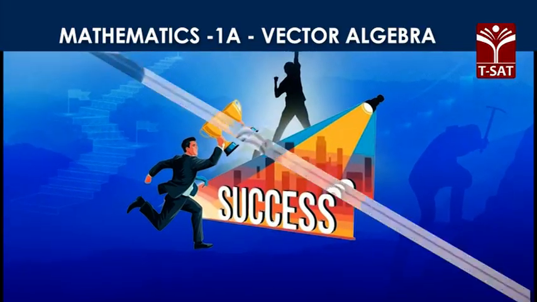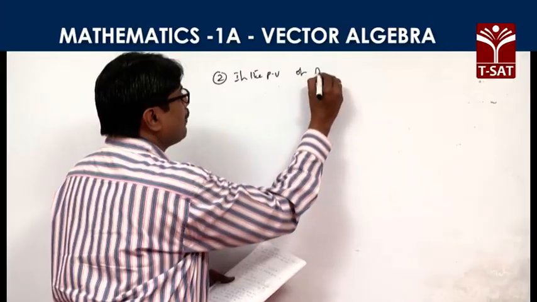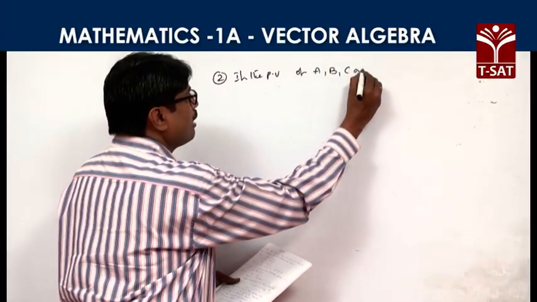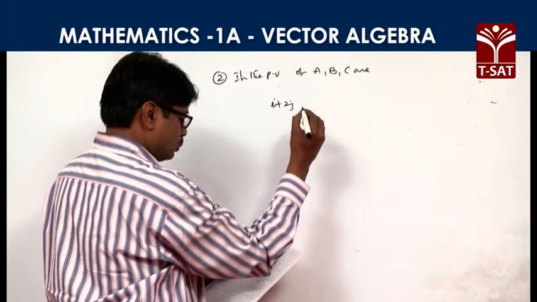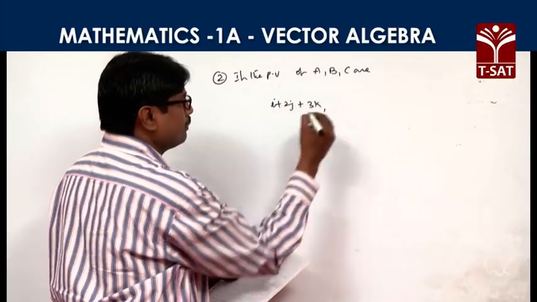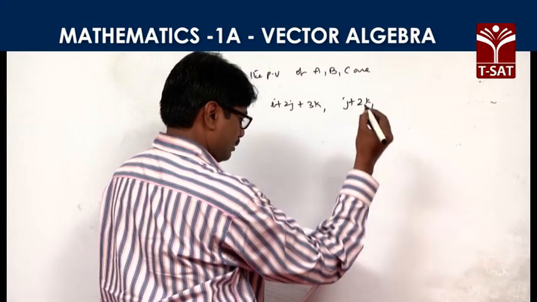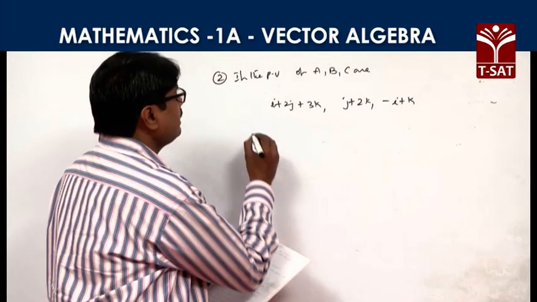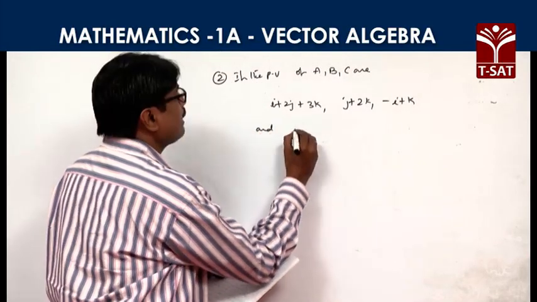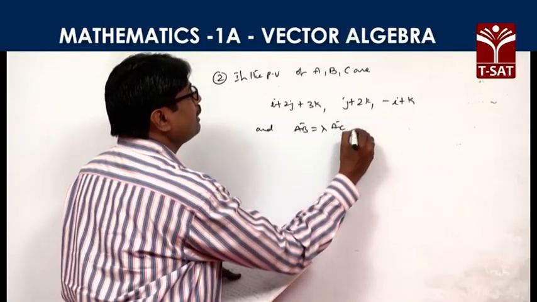If the position vectors of 3 points A, B, C are I bar plus 2J bar plus 3K bar, J bar plus 2K bar, minus I bar plus K bar, and it satisfies AB bar is equal to lambda times AC bar, then tell me lambda.